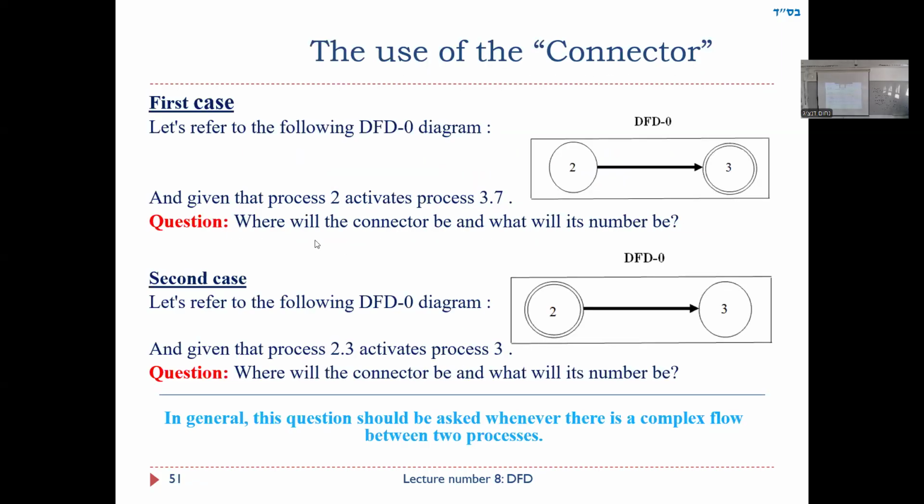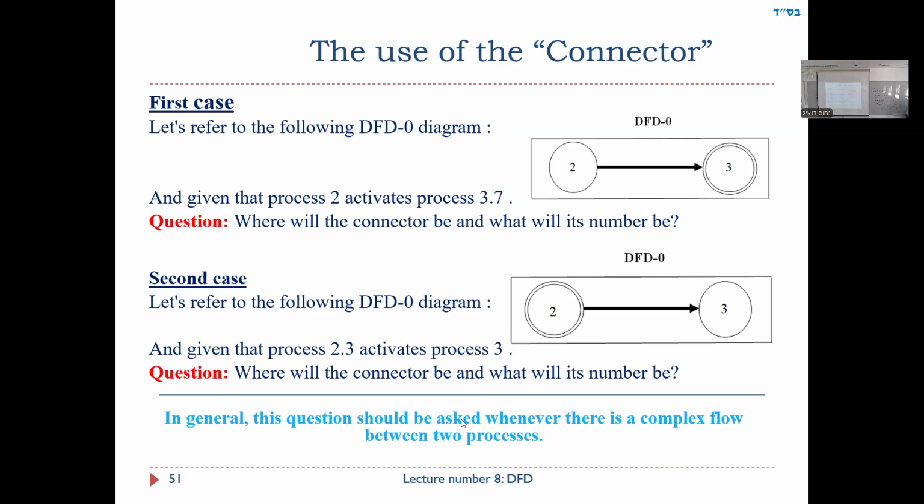Okay. Let's refer to the following diagram here. DFD 0 has a simple process going to a complex process. And given that process 2 activates process 3.7, question: where will the connector be and what will its number be? Second case, let's refer to this diagram where we have a complex one going to a simple one. Given that process 2.3 activates 3, where will the connector be and what will its number be?